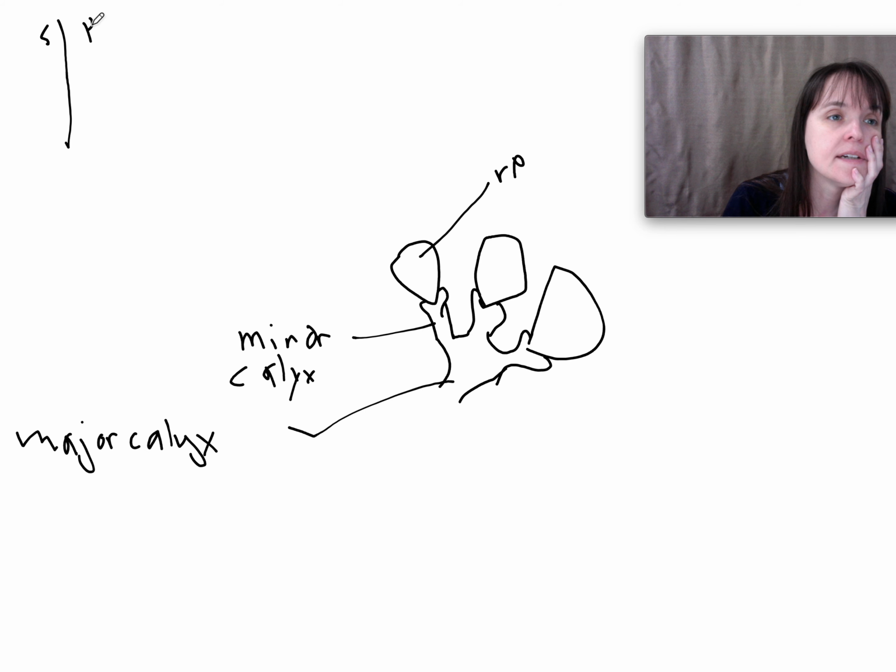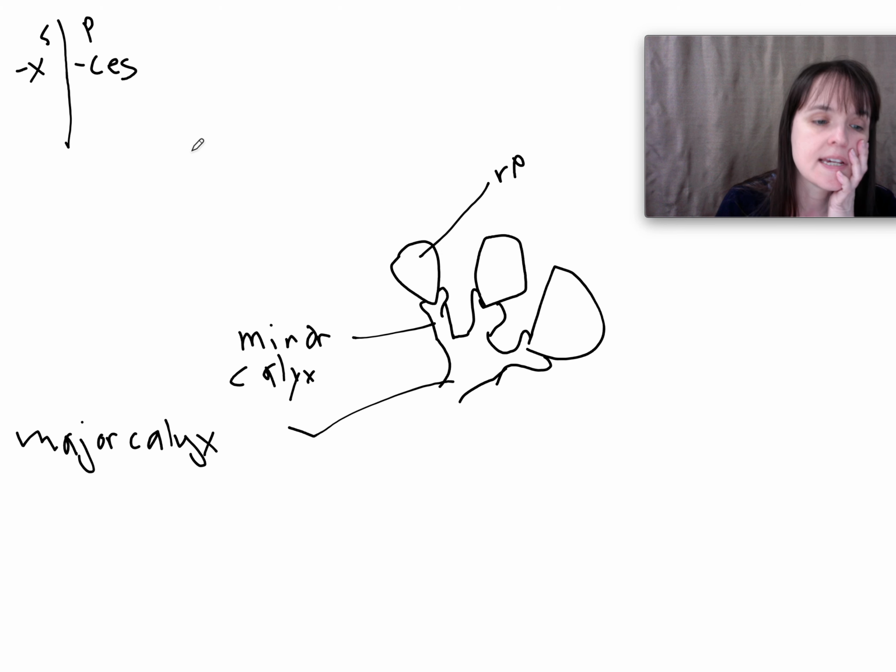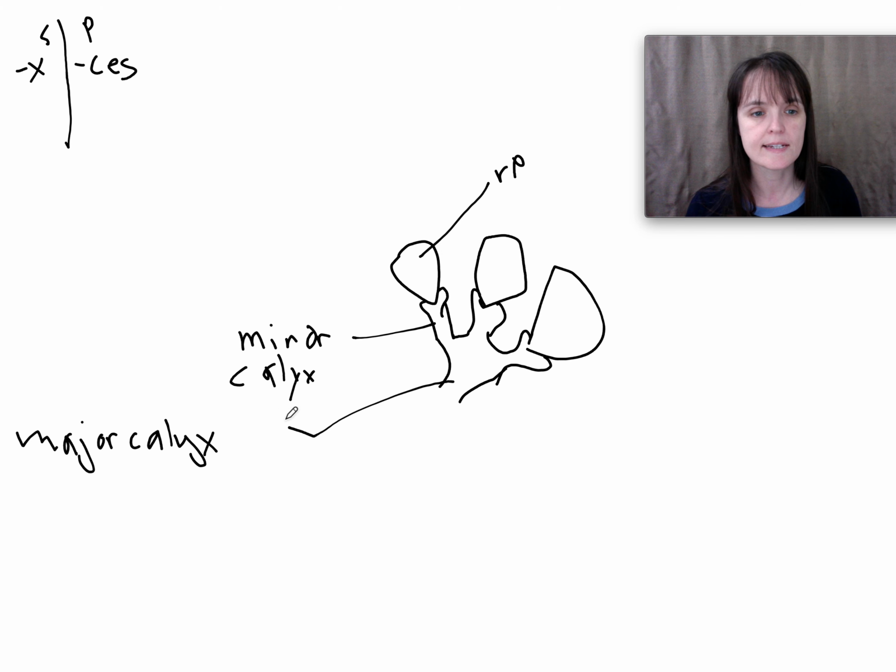The singular here, minor calyx, and the plural is a C, calyces, C-A-L-Y-C-E-S, calyces. So 1 minor calyx, 3 minor calyces.